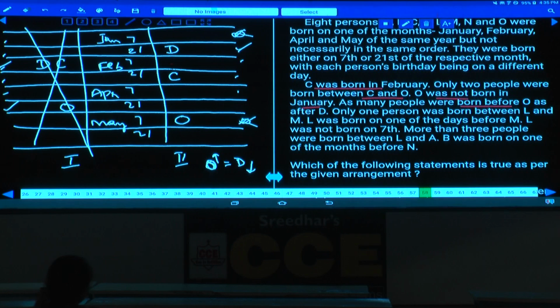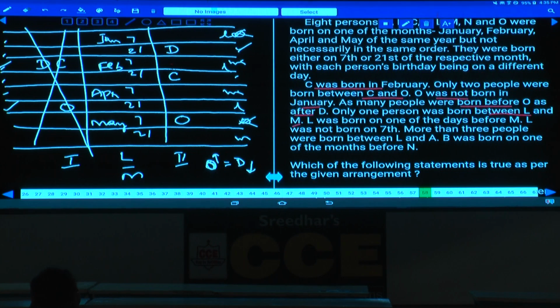The next one. Only one person was born between L and M. Between L and M, how many persons are there? One person. L was born on one of the days before M, and the difference between these two persons must be like this. Tell me how many possibilities do we have? L or M can be like this, or like this, or like this. As of now, we have 3 possibilities for L or M, because these two persons must be on alternate dates.